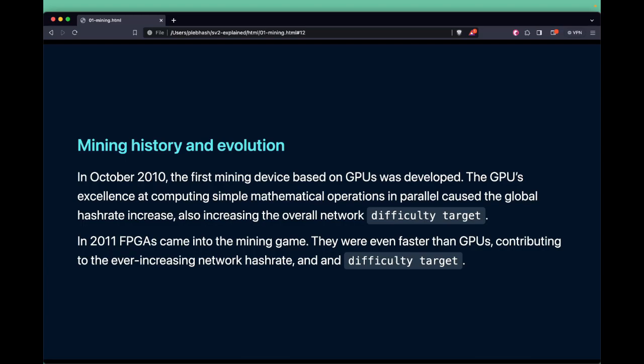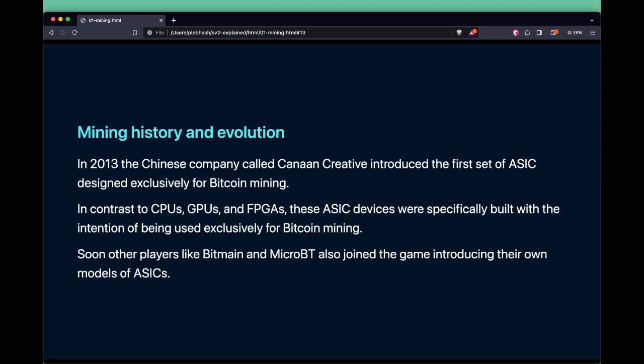In 2011, people started looking into FPGAs, or field programmable gate arrays. And with FPGAs, you can create your own design with even more optimizations. So they were even faster than GPUs. So we got even more hash rate, and the difficulty target also increased.